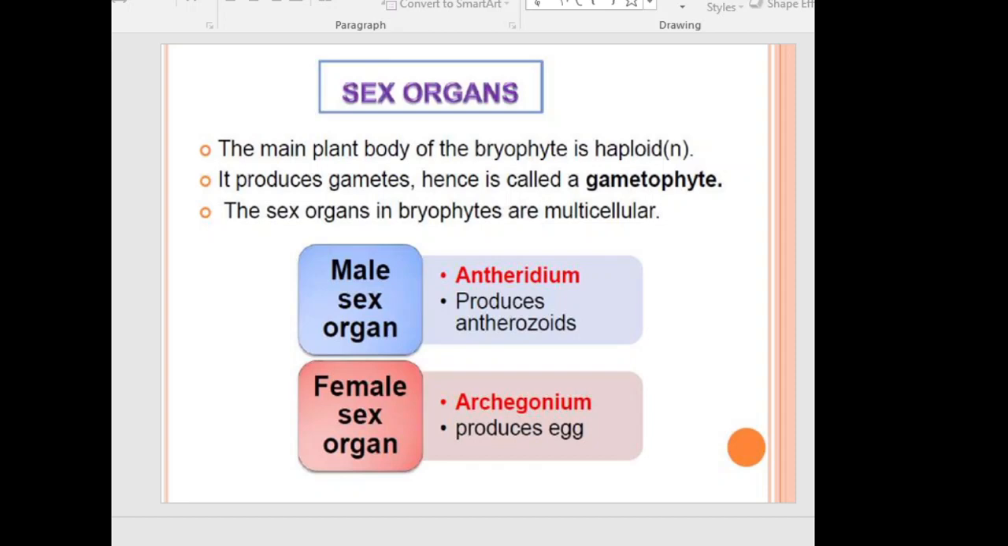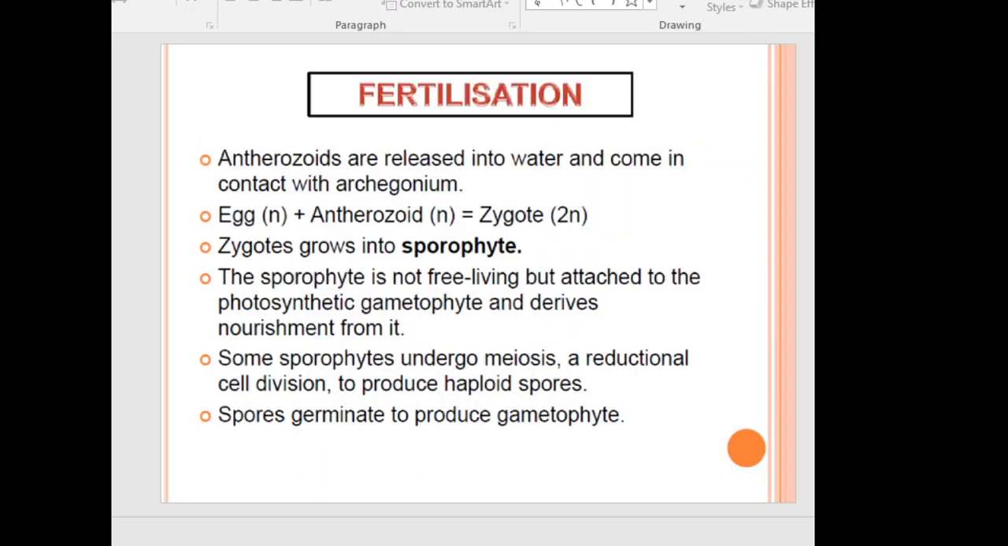The main plant body of the bryophyta is haploid and produces the gametes, so the main plant body is gametophytic. Sex organs in bryophytes are multicellular. The male sex organ is called antheridium, which produces antherozoids. The female sex organ is called archegonium, which produces the egg. If we talk about fertilization, antherozoids are released into the water and come in contact with the archegonium. Egg and antherozoids combine and form the zygote, that is diploid. Further the zygote develops into the sporophyte.